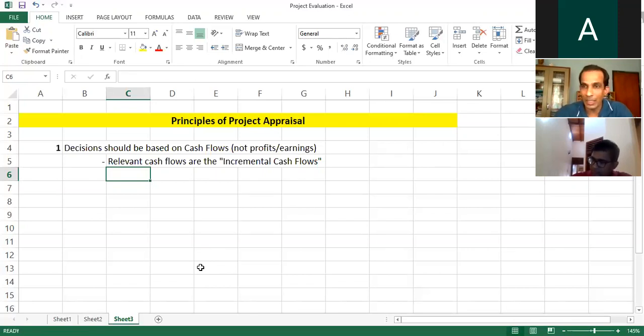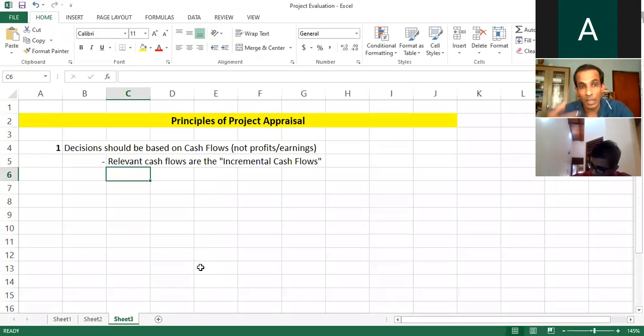Because there are certain cash flows that the company has to incur whether this project is there or not, right? Sometimes, for the allocation of administration cost to the project, they will allocate a certain part of the company's current administration cost. But even if this project is not there, that cost is there. Then it is not incremental. It is not differential, right?